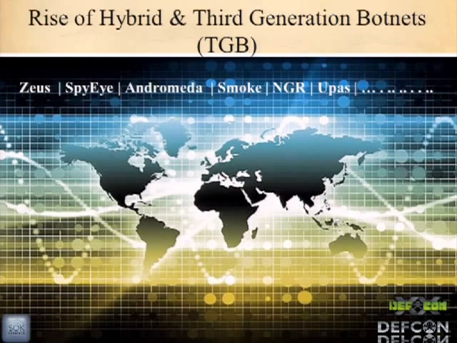It started with Zeus, then came SpyEye, and at present we are looking at Andromeda and Smoke. NGR existed about six months ago and is still going fine, but not as much. Its place has been taken by Andromeda and Smoke, and by an upcoming one being built nowadays called UPass bot. Why hybrid? Because some botnets acquire properties or characteristics of other botnets. For example, SpyEye harnessed the power of Zeus in getting the web injects concept, and NGR uses a similar thing.